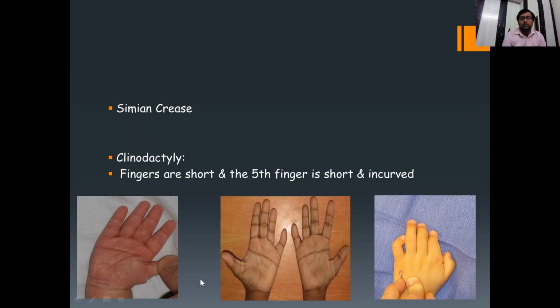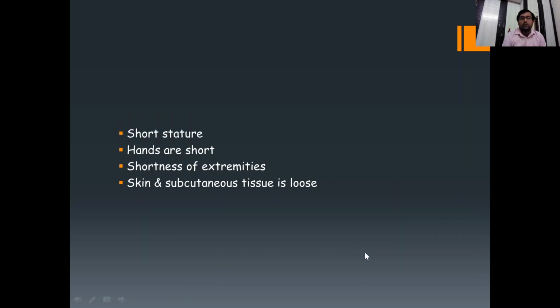Now another feature which is typical for Down syndrome is the simian crease, where a single palmar crease can be visualized. These are simian creases, and this one is also a picture of a simian crease. Another feature which can be seen, but not that prominently, in Down syndrome is clinodactyly, in which the fifth finger is short and incurvated. It can also be seen in Edwards syndrome.